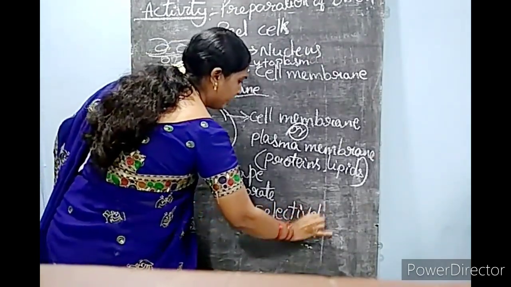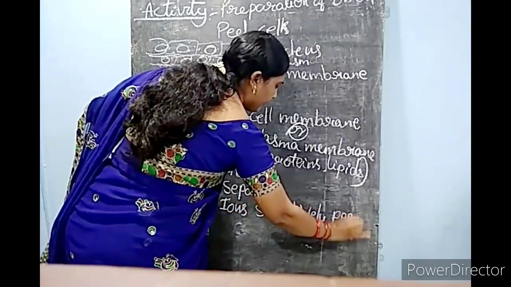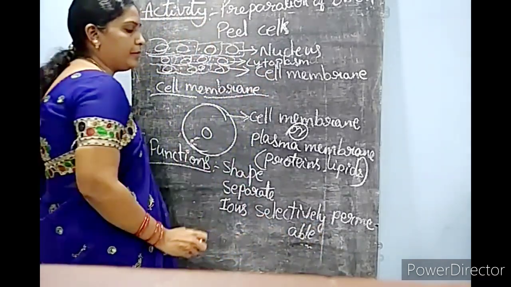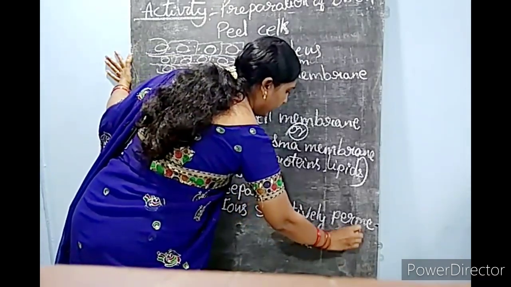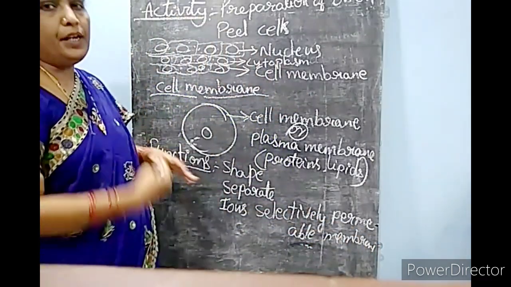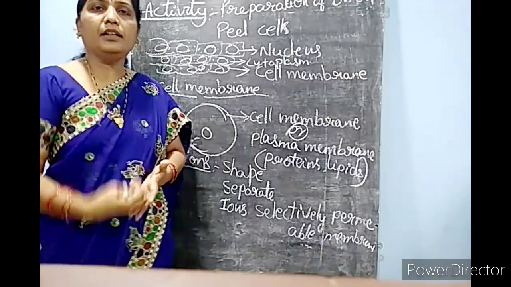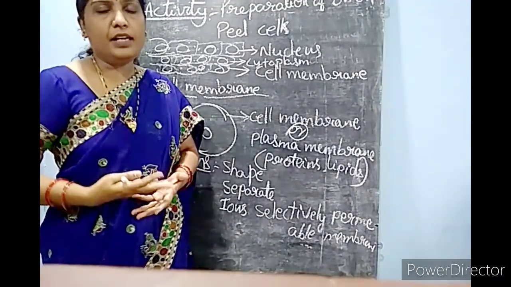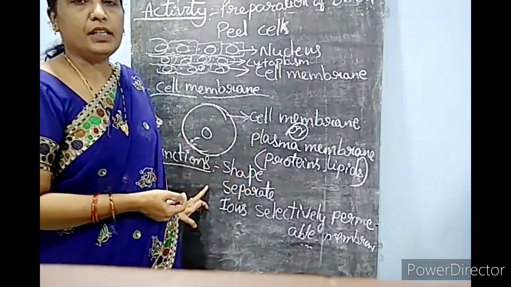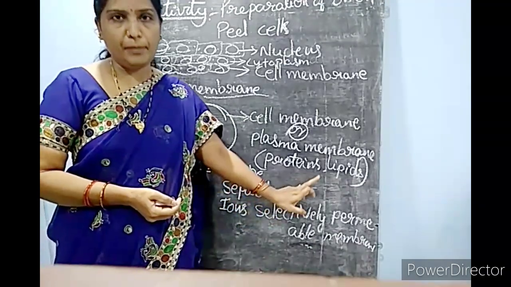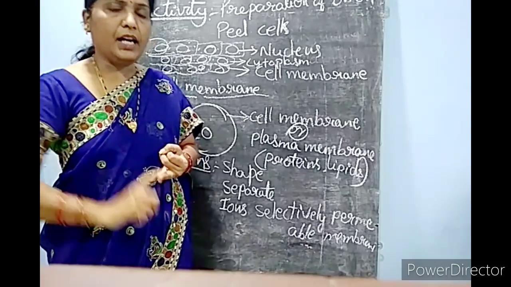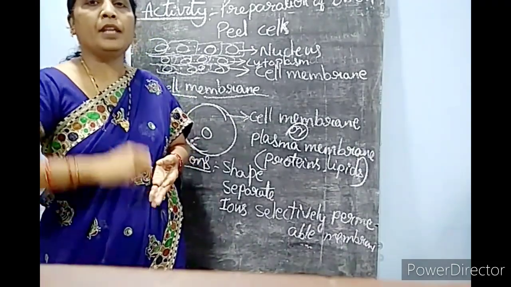Selectively permeable membrane. Why are we calling it a selectively permeable membrane? It allows selected ions, depending on the cell's necessity, to move in and out, so it is also known as a selectively permeable membrane. It gives shape to the cell and allows the ions to move in and out.